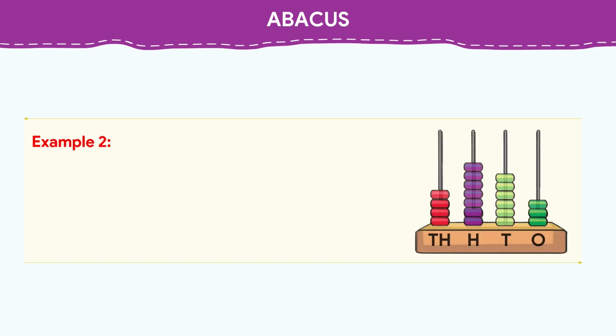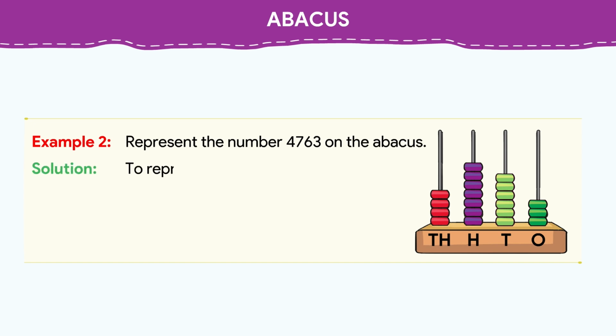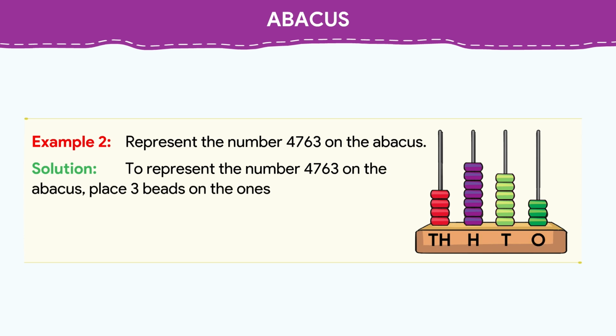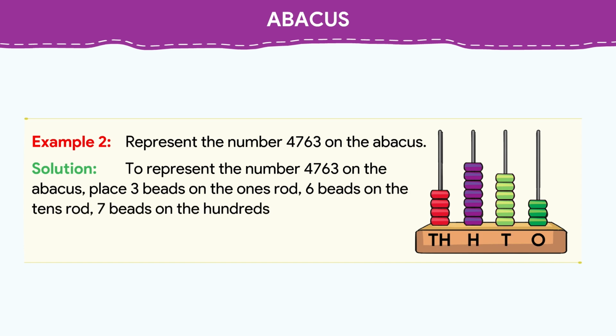Example 2. Represent the number 4763 on the abacus. Solution: to represent the number 4763 on the abacus, place 3 beads on the ones rod, 6 beads on the tens rod, 7 beads on the hundreds rod and 4 beads on the thousands rod.